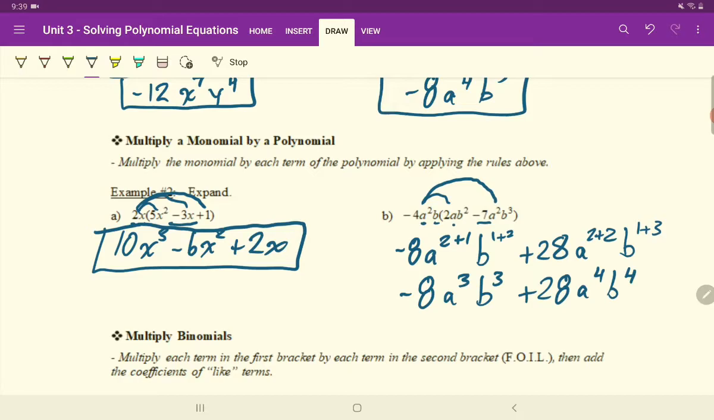Can you collect like terms? Well, in order to have like terms, each of these has to be the exact same variables and exponents. Well, they're the same variables, but they're different exponents. So no, we cannot collect any like terms. So we are going to box that answer.